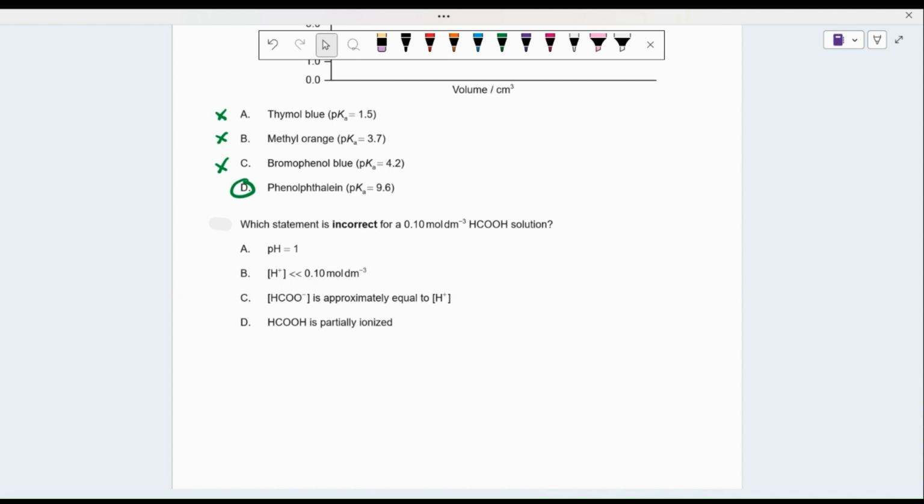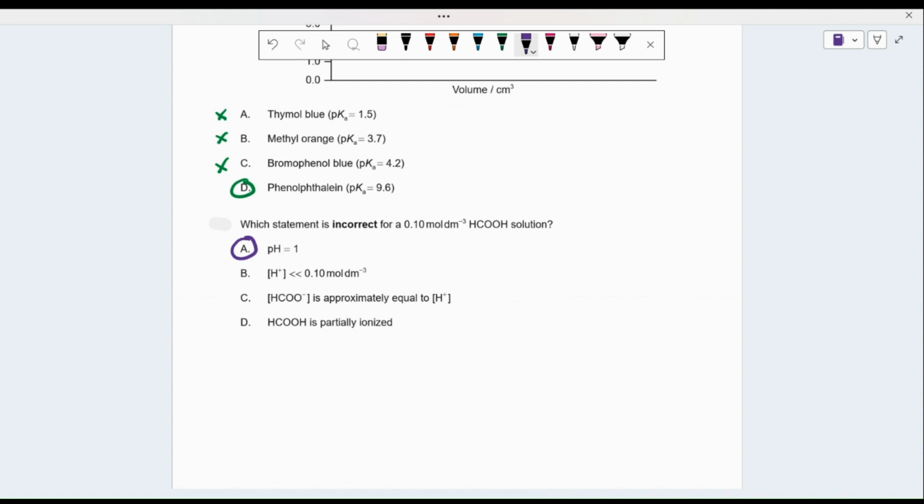Incorrect, incorrect. Okay. A, pH is 1. Yeah, looking at the concentration, that seems correct. But it isn't. That is the incorrect statement. Why? Because this solution is a weak acid. This acid is weak, so it cannot have a pH of 1. Okay, so yes, the answer will be A.